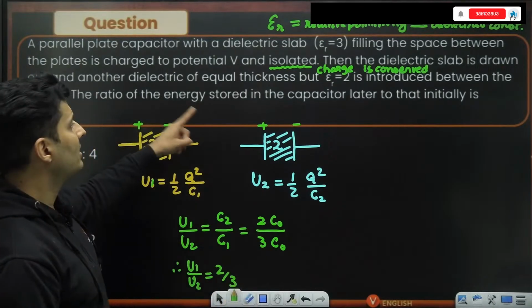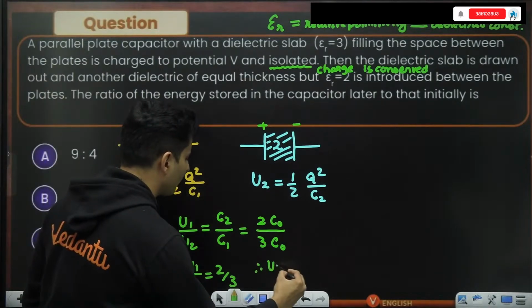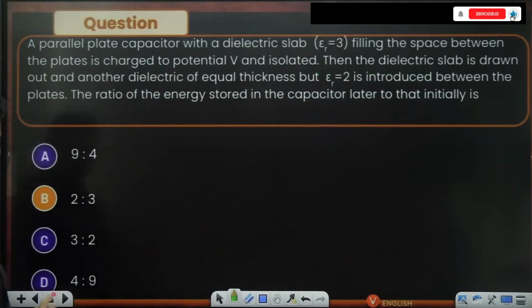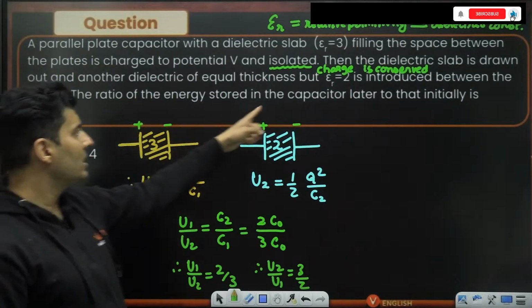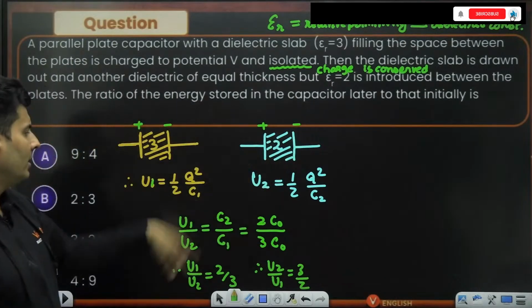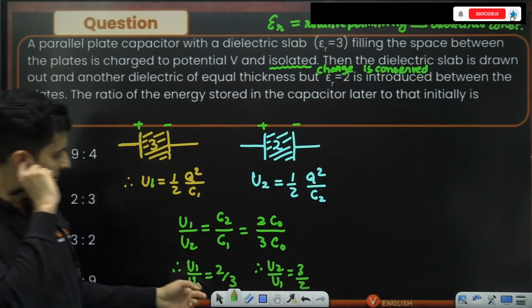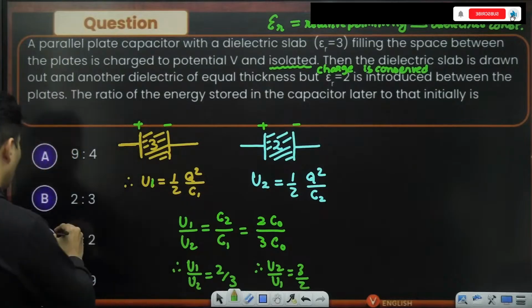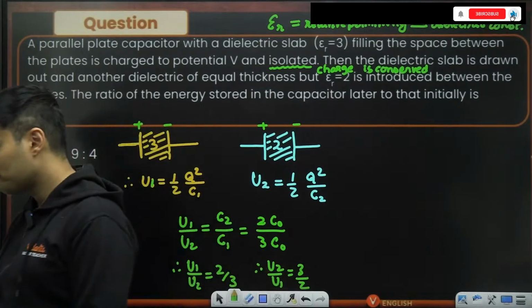But they have asked later to initial, meaning U2 by U1. So U2 by U1 will be 3 by 2. So 3 by 2 should be the answer, not 2 by 3, 3 by 2. So they asked the ratio of the energy stored later on to the initial one. So U2 by U1 they have asked. Therefore it will be 3:2, which is nothing but option number C. Absolutely clear? U1 by U2 will be 2 by 3.